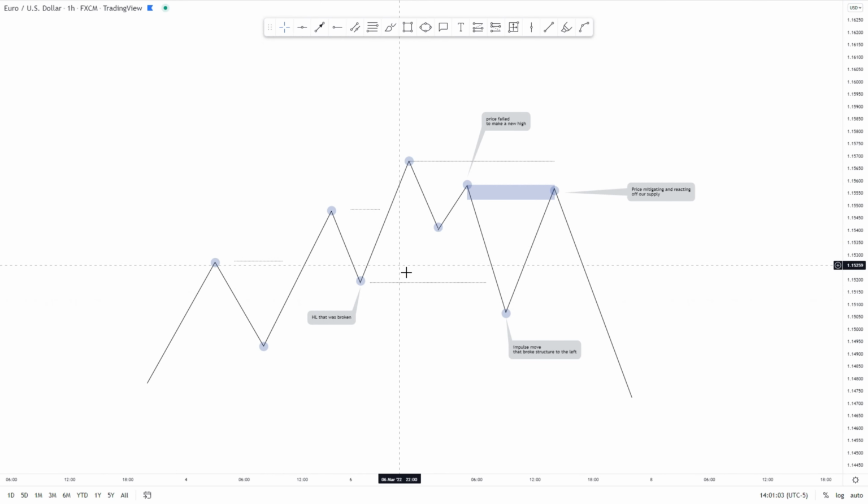Price breaking structures and creating new structures is also price action. Price coming back into our supply or demand, it's also going to be price action. And when we drop into the lower time frames for our confirmation entries, that is also going to be price action. As you can see here, price failed to make a new high. That's going to be price action. Price creating a new low and breaking structural lows is also going to be price action.